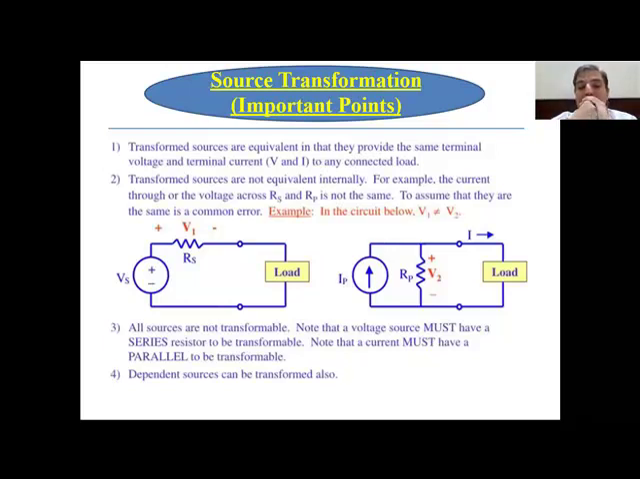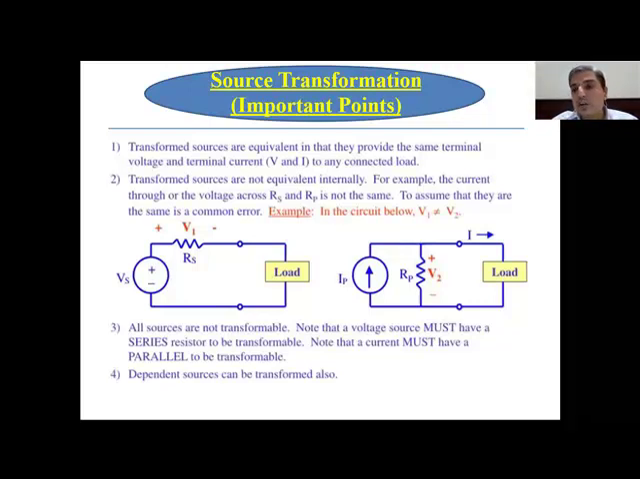And here is one more important thing: transformed sources are not equivalent internally. For example, the current through and the voltage across Rs and Rp are not the same. If the current passing through Rs is not the same, it means the voltage across Rs and Rp will not be the same. To assume that they are the same is a common error. That's why the voltage drop across both the resistors is not the same.